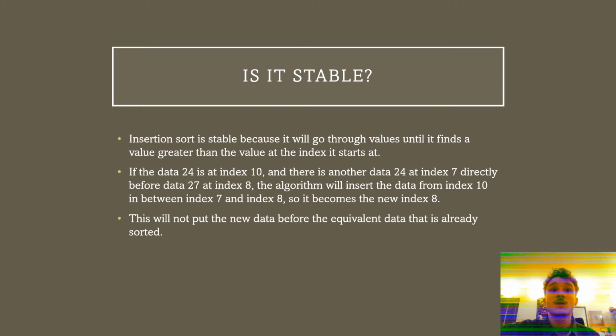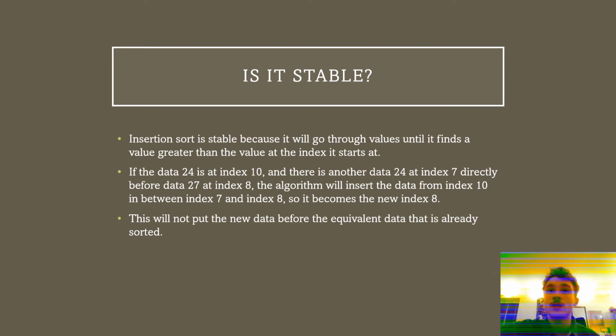Is it stable? Insertion sort is stable because it will go through values until it finds a value greater than the value the index starts at. So any data will not have to pass over a data that is equivalent to the data that it's looking at. So if you have the data 24 at index 10 and there's another data 24 at index 7 directly before a data 27 at index 8, the algorithm will insert the data from index 10 in between index 7 and index 8, and it maintains the order that the equivalent data started in.